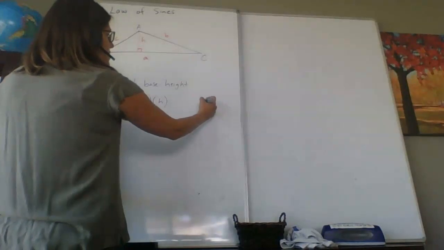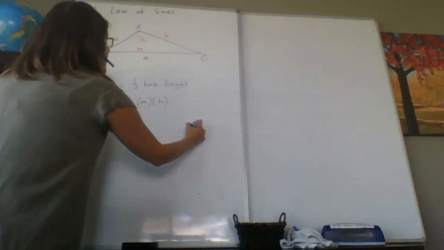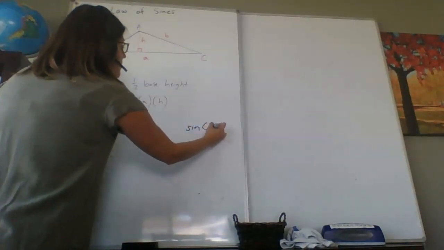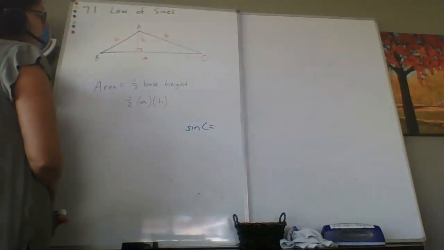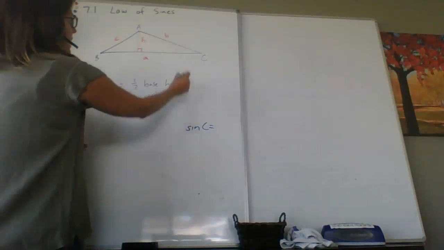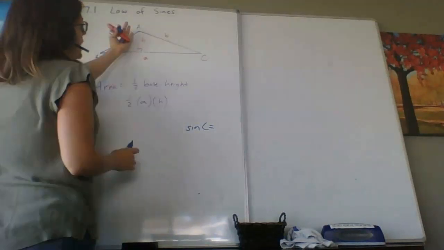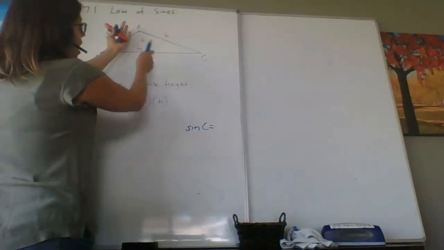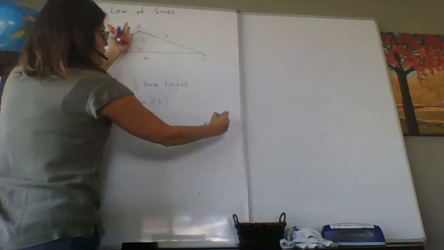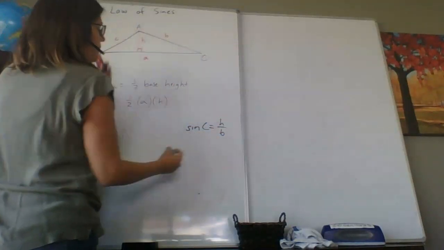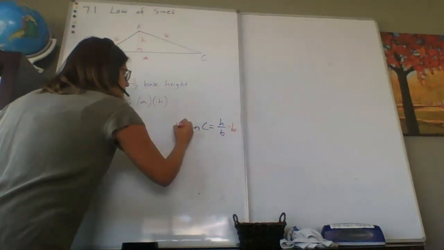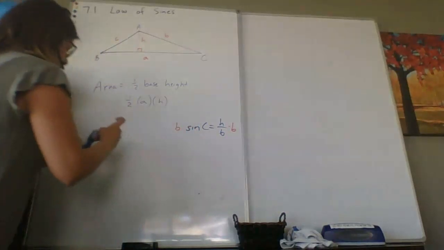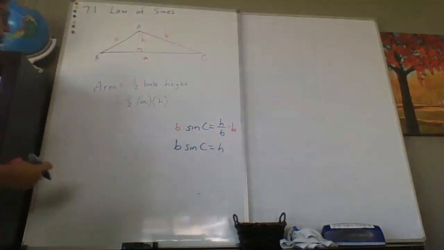So off to the side, I could calculate the sine of C. That's opposite over hypotenuse, and if I'm using sine, I need a right triangle. So sine of C is opposite over hypotenuse, or H over B. Solving for H, I would multiply both sides by B. B sine C equals H.